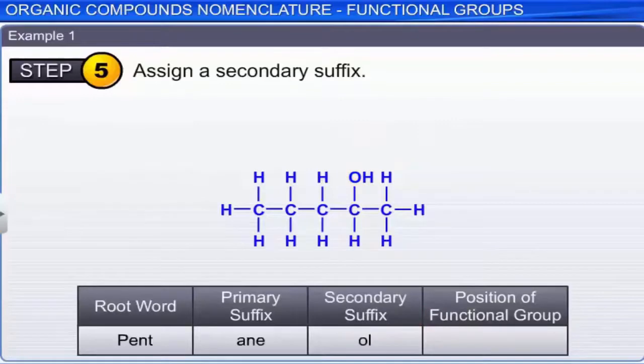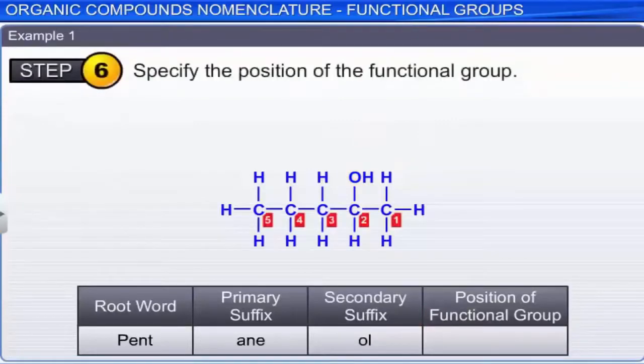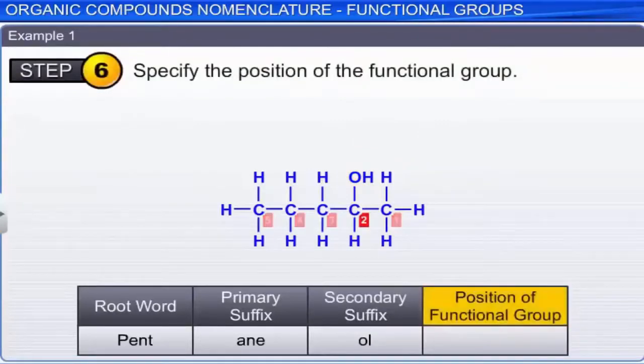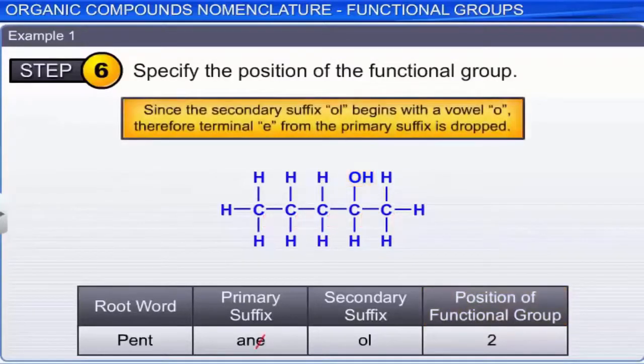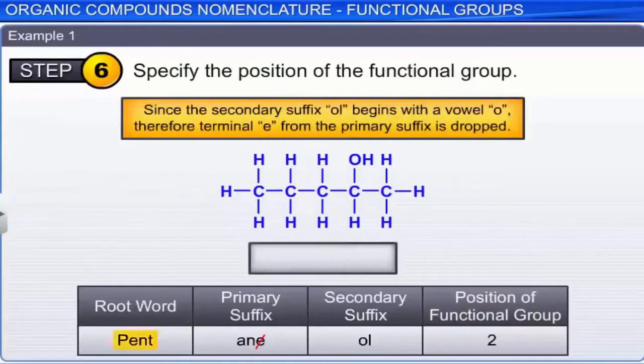Step 6. Specify the position of the functional group. The functional group OH is present at the second position. Hence, the position of the functional group will be 2. Thus, the name of the compound is pentan-2-ol.